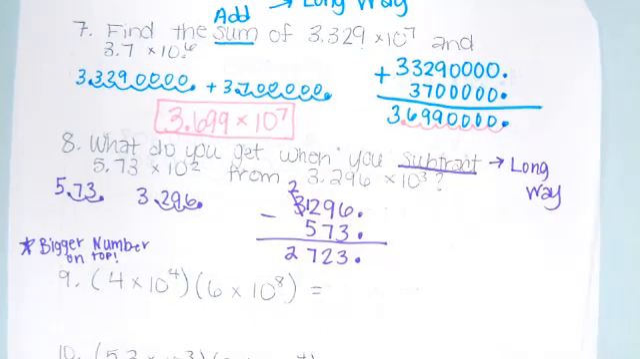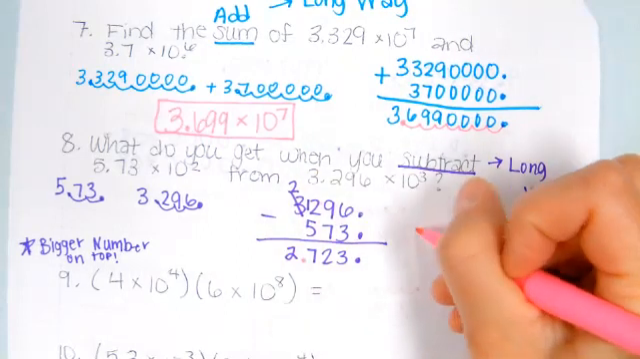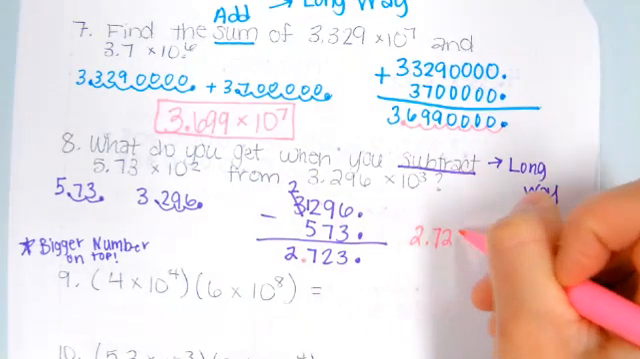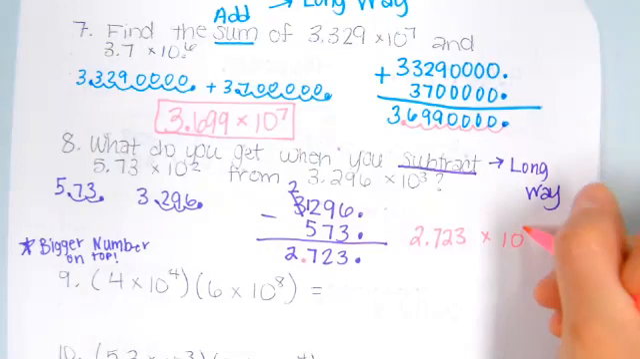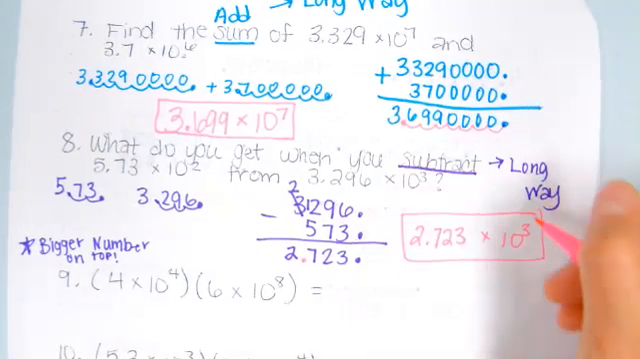That is not that big of a number. It's only 2,723, but you have to put it back in scientific. Where does the decimal go? Yeah, between that 2 and 7. So 2.723 times 10. How many spaces was that? To the third power. Yay.